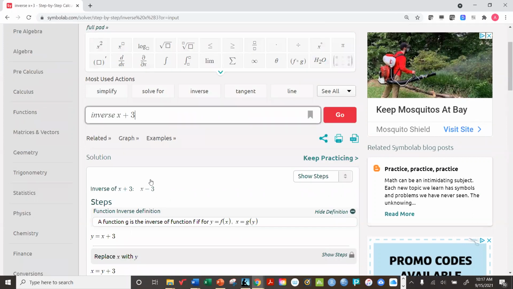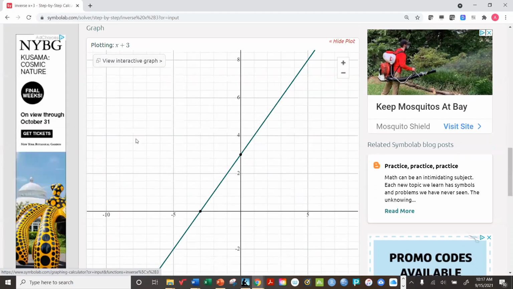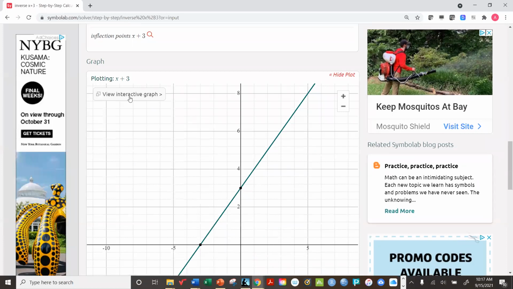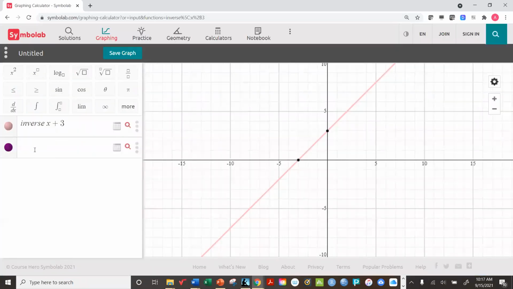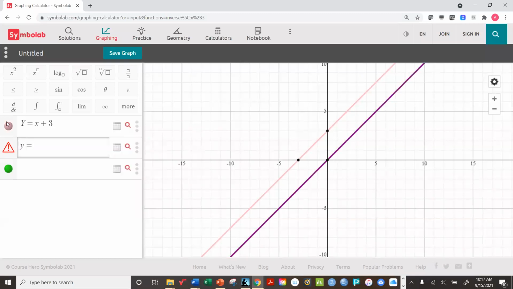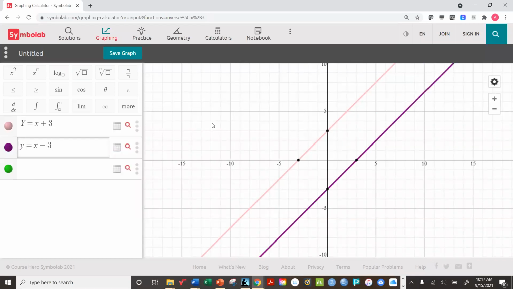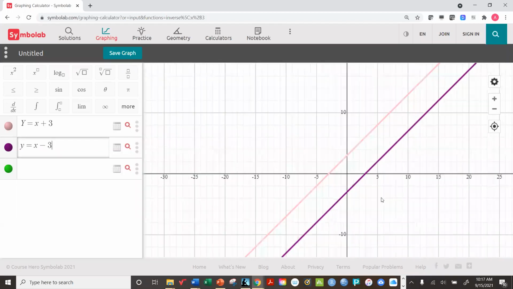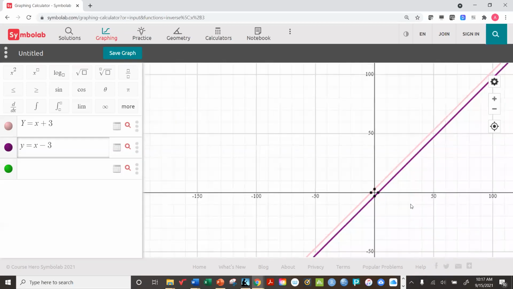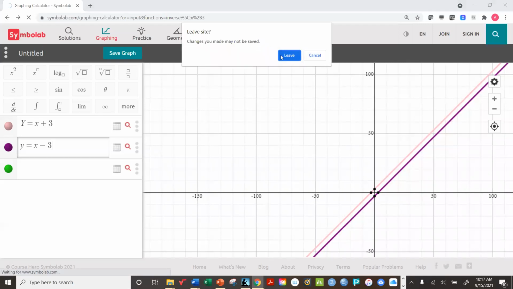Now, I don't know if it's capable of graphing both of the two. I'm not so sure about that. Oh, wait a minute. Well, let's see. Maybe we can do it here. x plus 3. And, oh, here we go. Now, I don't know how you're supposed to tell that they're inverses just by looking at this graph, but at least we can see that it is capable of doing both. All right, well, that's good.